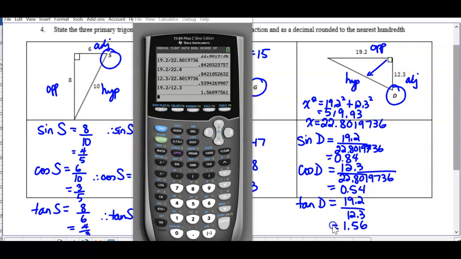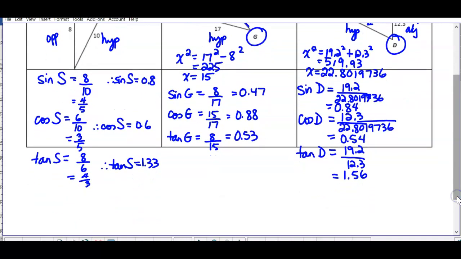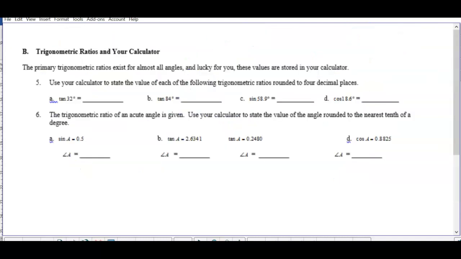Okay, notice the values of these: all of the sine and cos values are less than 1. Tan could be greater than 1 or less than 1. And they're also positive because you're dealing with the lengths of the sides.